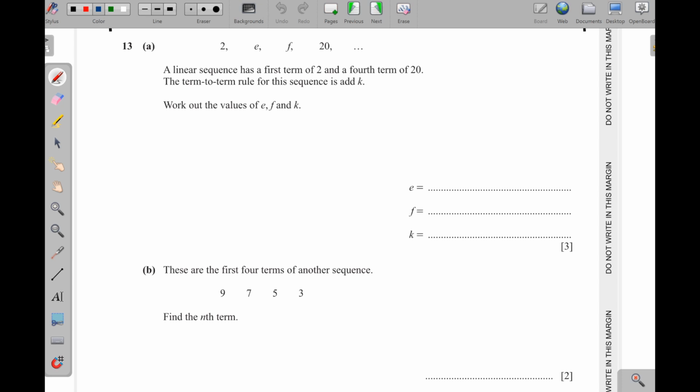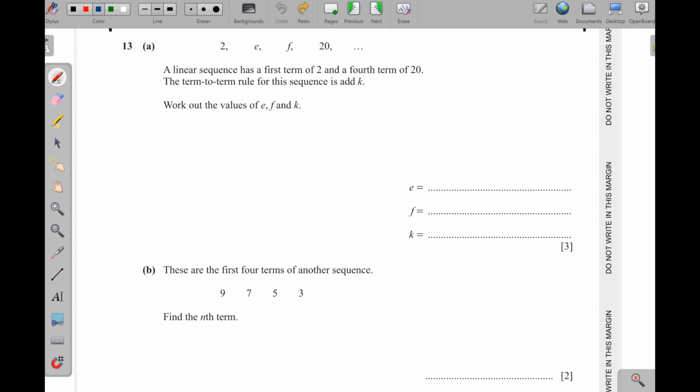Question 13 part A, we have 2, E, F, 20 and they are saying that a linear sequence, this is the one that has gotten the common difference. So you add the same thing here, and then there. You get it? A linear sequence has the first term 2 and the fourth term 20. Then the term-to-term rule for this sequence is add k. Work out the values of E, F, and K.